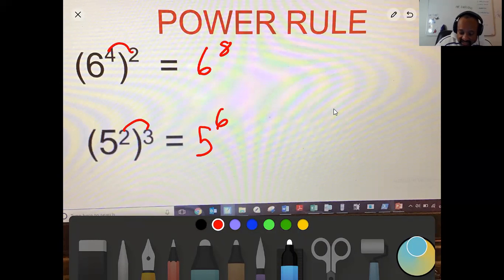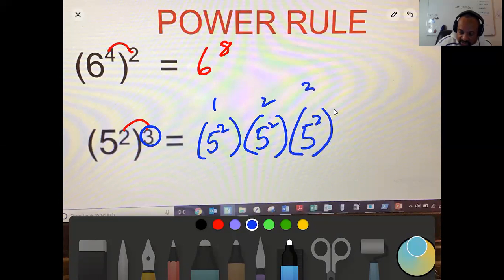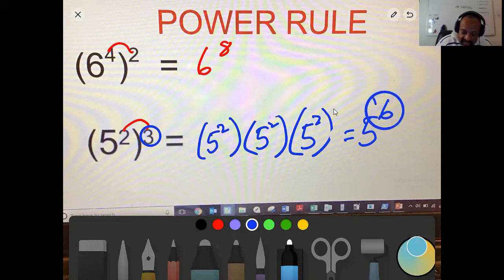Now, if you wanted to check it, you could very easily do it. Let me erase this and show you how I would check it, if you want to make sure you're doing it right. Since this is a 3 here, we're going to take 5 squared, that's 1. And then we're going to do another 5 squared, that's the second one. And then we've got 1 more that we're supposed to do. That would be 3, right? So now that I've got those, it's just a product. So 5 squared times 5 squared times 5 squared. You just add the exponents. That's the rule, and that's what you would do. So this would be 5 to the 6th power. Again, 6, you just multiply the two exponents.